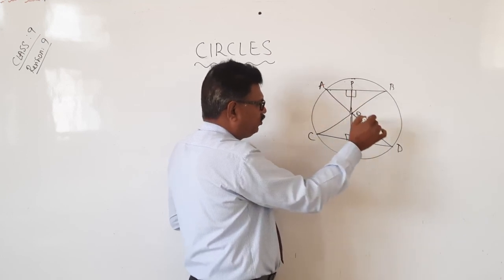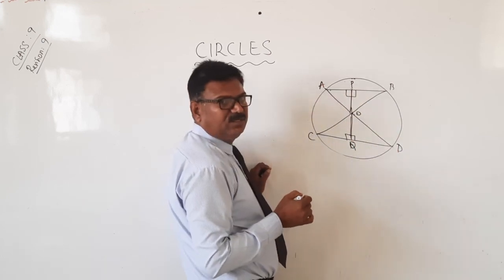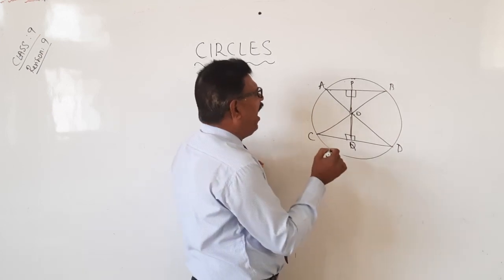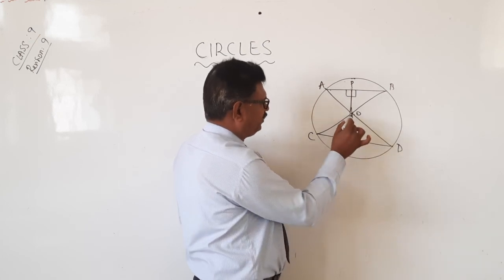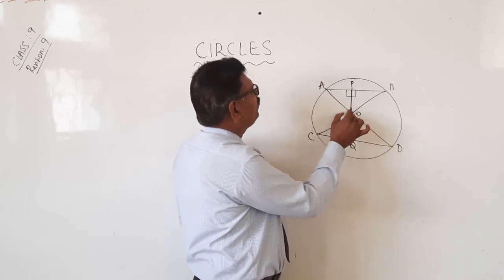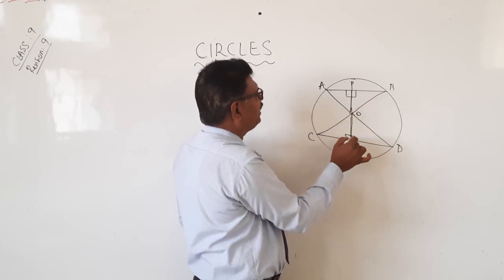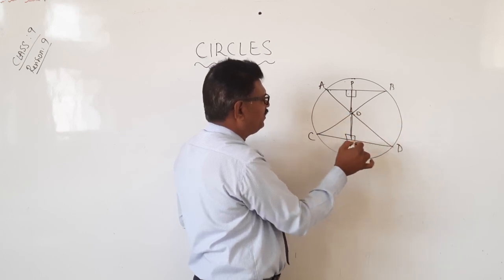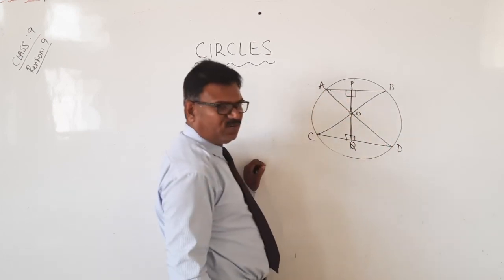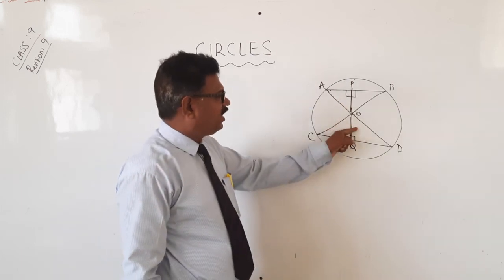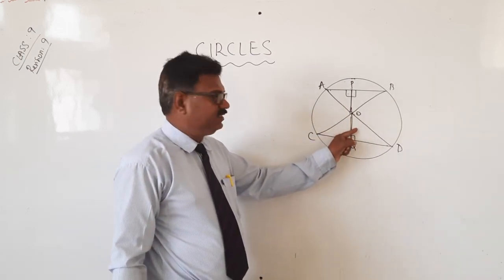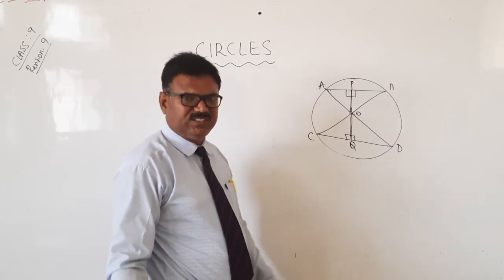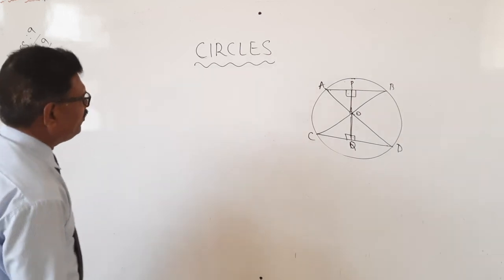OA equal to OD. Why? Yes, radii of the given circle. Next, here 90 degrees, here 90 degrees, and the hypotenuse on this side and this side. Therefore, by RHS condition, these two are congruent. These two are congruent means what happened? OP will be equal to OQ by CPCT. That much only. Okay? Yes. Shall we prove now?